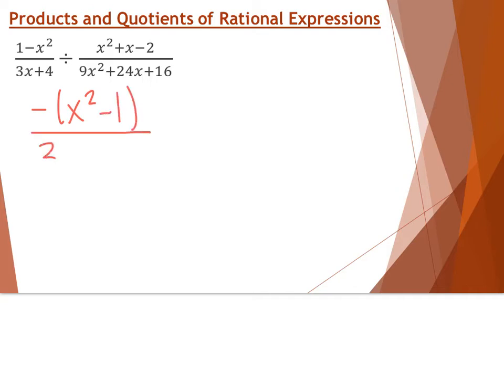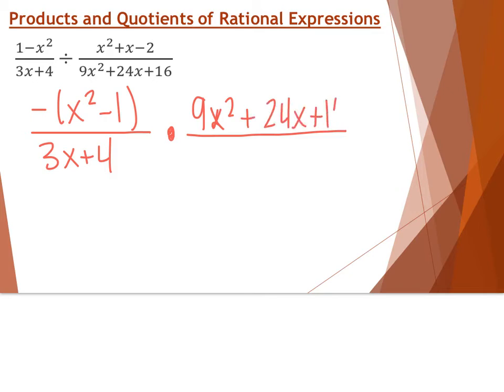On the bottom, we have 3x plus 4. I'm going to change this to a times sign, and then I'm going to flip everything. So 9x squared plus 24x plus 16 is now on top, and x squared plus x minus 2 is now on the bottom.